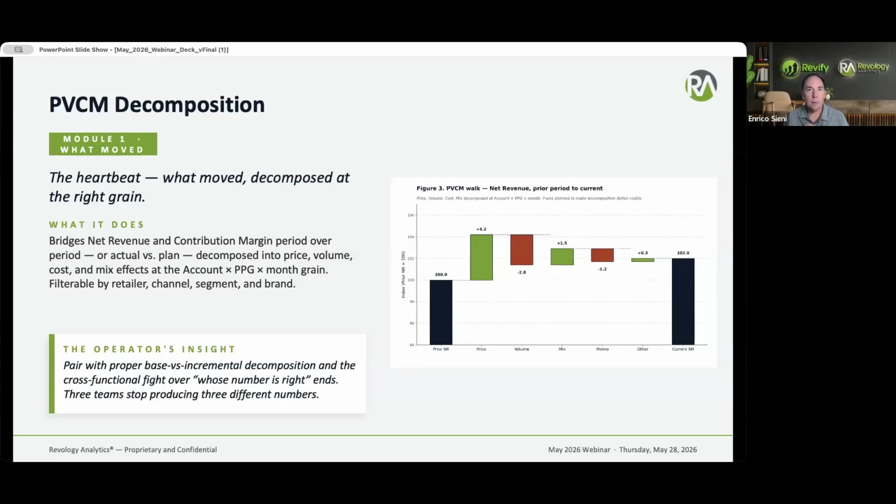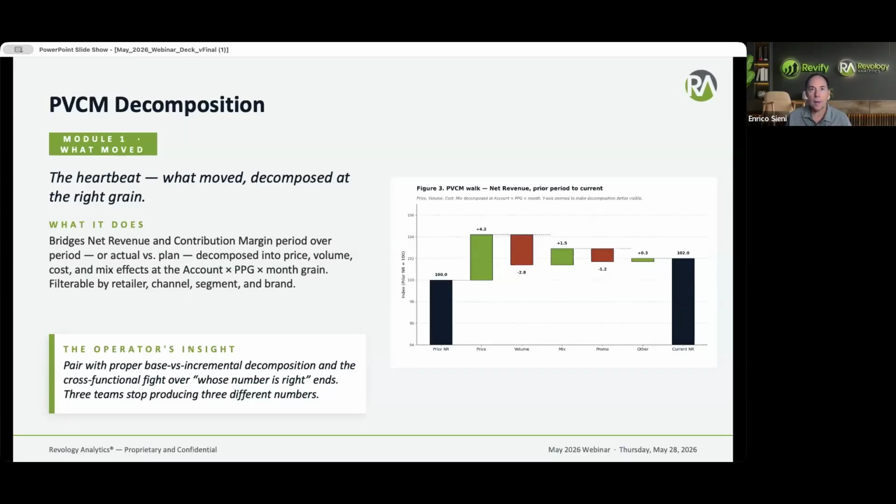Here's the operator read. If you pair this with a proper base versus incremental decomposition, the fight over those numbers basically just goes away, right? So one of the issues that we find today is that you have up to 3 different teams in an organization producing 3 different numbers. And all of a sudden, no one knows what is the truth, right? What is the right number? Some people filter it by certain factors. Some people are looking at different time frames. Some people include or exclude certain promos. And all of a sudden, you just have a mess in terms of people being convinced as to whether a promotion was truly effective or not. It's because everyone is looking at it from different angles and different points of view.